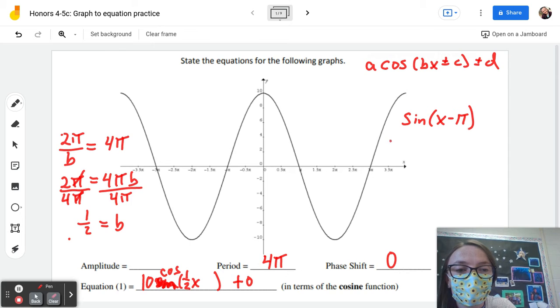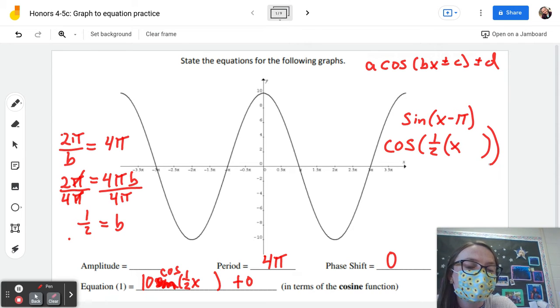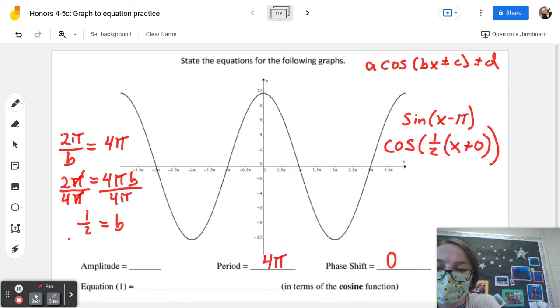So in the case of cosine, it's cosine of 1/2 x. I'm actually going to put parentheses before the x. And whatever is left in this parentheses here is going to be whatever my phase shift is. So in this case, my phase shift is 0. We're really not going to have to deal with it too much on this one, but we will in the next one. So the answer for this one is going to be 10 cosine of 1/2 x. Technically, we'd say plus 0.